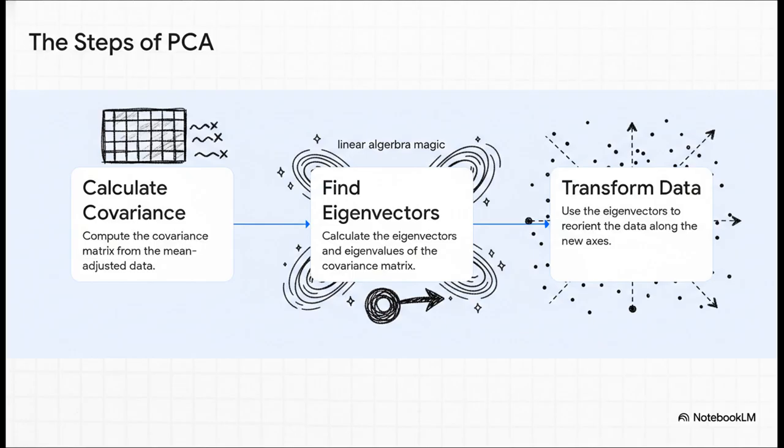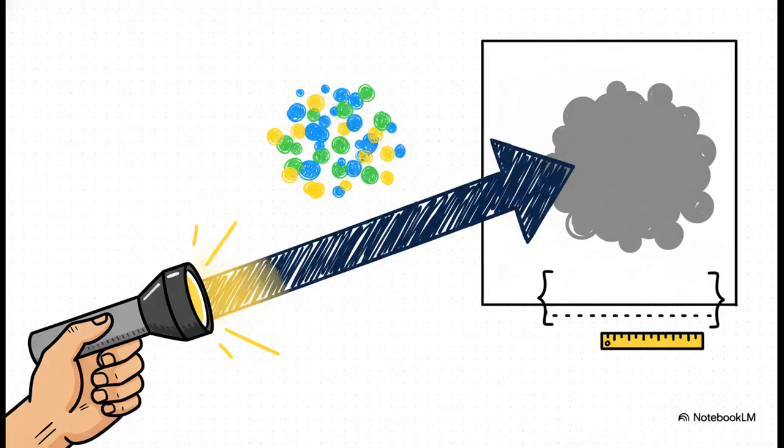Then, through some really clever linear algebra, it finds the key directions of variation in that matrix, and these are called eigenvectors and eigenvalues. Finally, it uses those to build our new axes and redraw the data from this brand new, much more insightful perspective. And those two terms, they're really the whole game. In our flashlight analogy, the eigenvectors tell you which direction to point the flashlight.